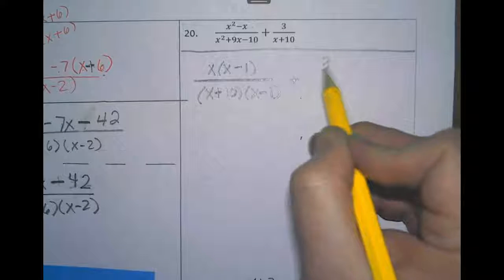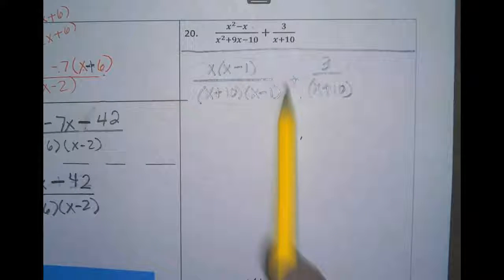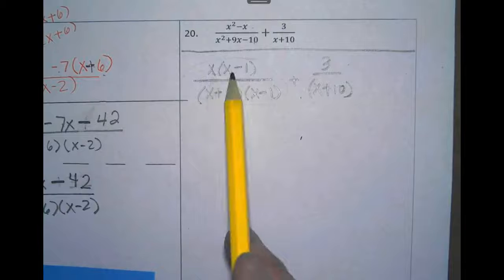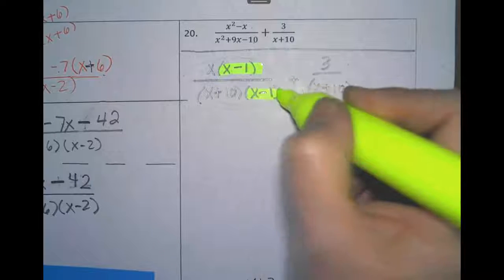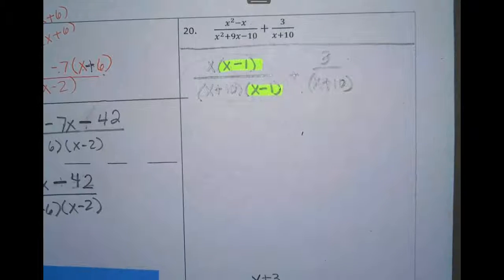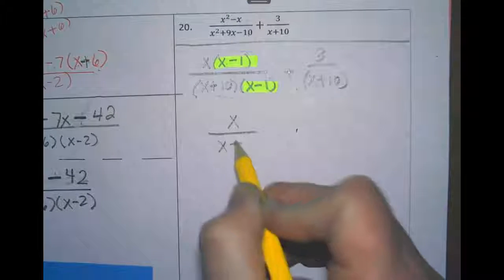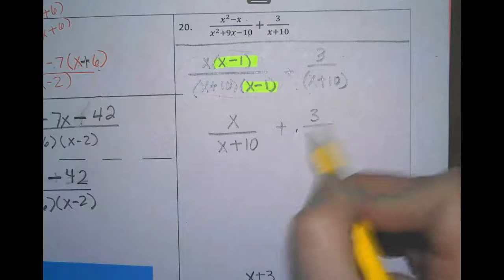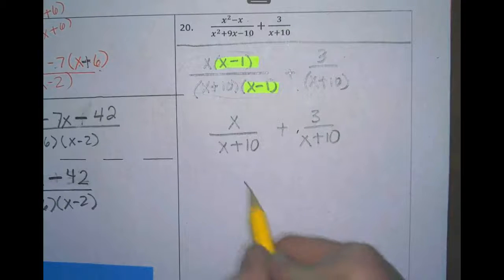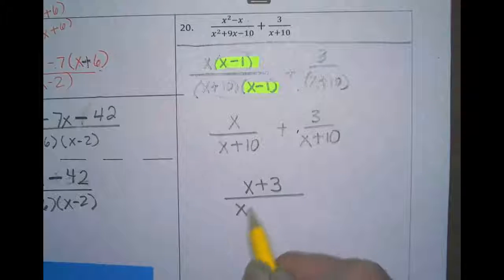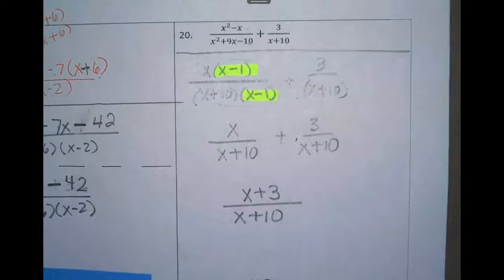Plus 3x plus 10. Now, in this part right here, between these two terms, there's not any adding glue, so it will make this problem simpler if I go ahead and cancel that out right here in the first step. That's going to give me x over x plus 10, plus 3 over x plus 10. They now have a common denominator of x plus 10, so when I add them together, that is what I am going to get for my answer.